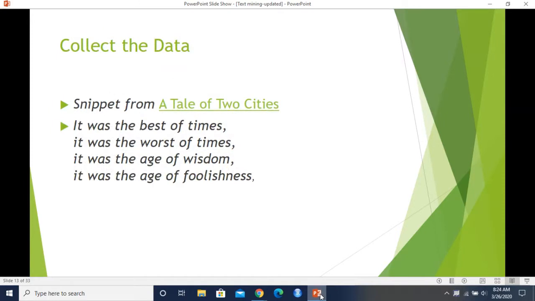Let's make the bag of words model concrete with a worked example. Step 1, collect data. Below is a snippet of the first few lines of text from the book A Tale of Two Cities by Charles Dickens, taken from Project Gutenberg. It was the best of times. It was the worst of times. It was the age of wisdom. It was the age of foolishness. For this small example, let's treat each line as a separate document, and the 4 lines as our entire corpus of documents.